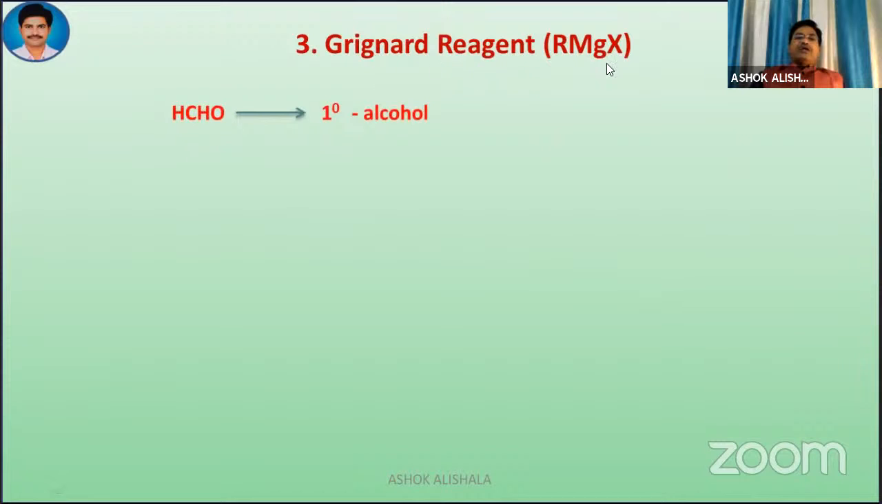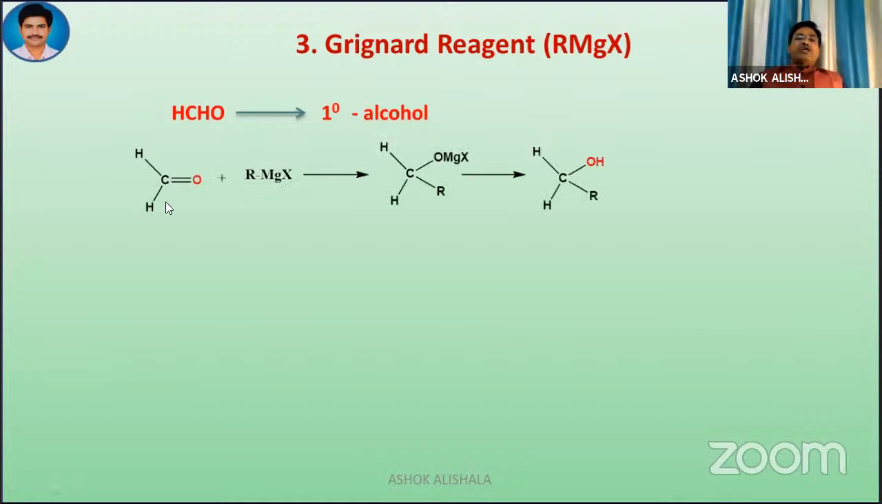Now let us take the Grignard reagent. Remember, a Grignard reagent is RMgX. When this RMgX is treated with formaldehyde followed by hydrolysis, you will get a primary alcohol. This is formaldehyde treated with the Grignard reagent. This is an intermediate compound which is formed, which undergoes hydrolysis in the presence of hydronium ion, H3O plus, an aqueous solution of some acid, and you will get the primary alcohol.